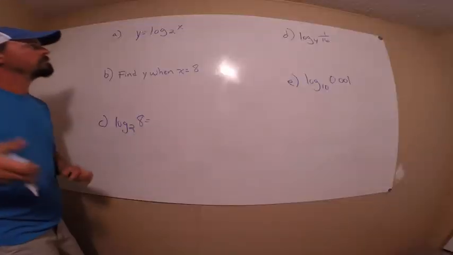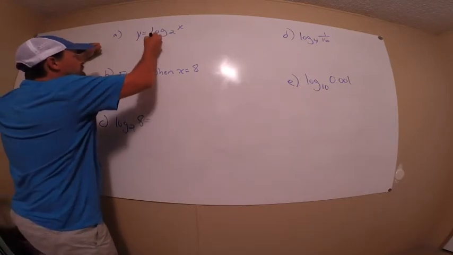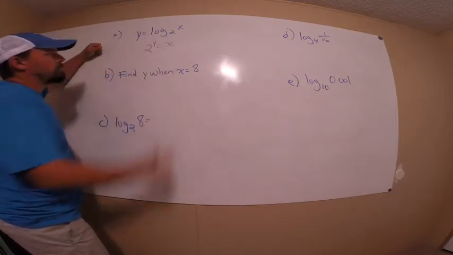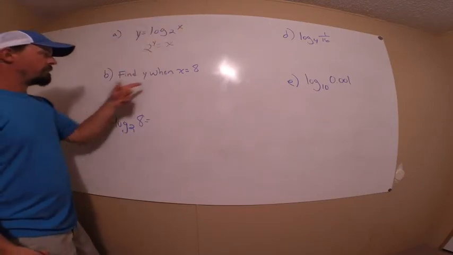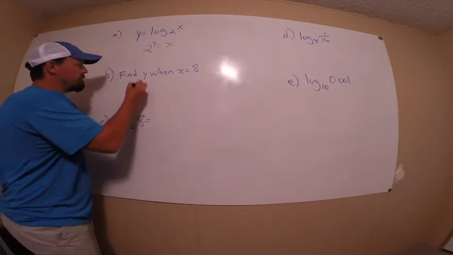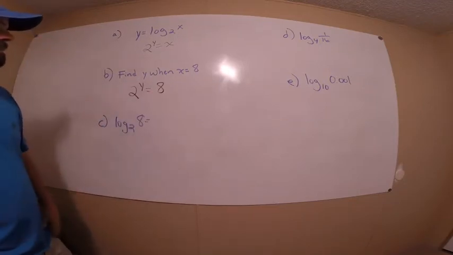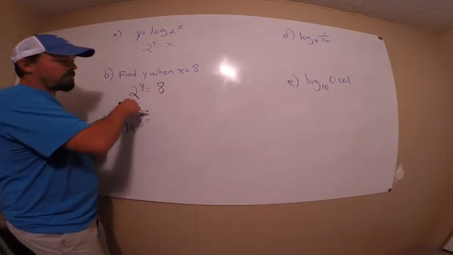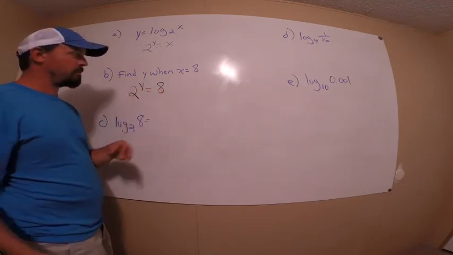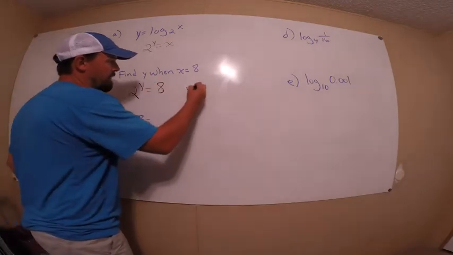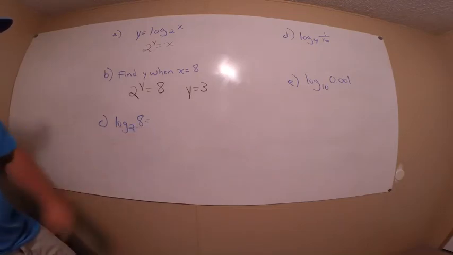So the very first one was write in exponential form. 2 raised to the y equals x. Pretty easy. Find when x equals 8. 2 to the y equals 8. Okay. 2 times 2 is 4 times 2 is 8. So 2 to the third is 8. Therefore, y equals 3.